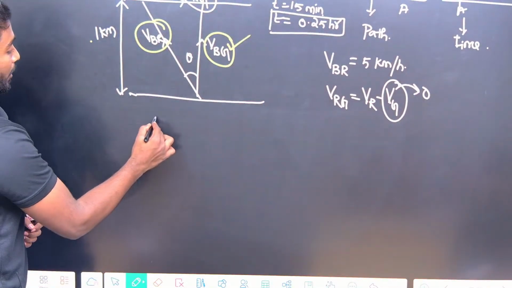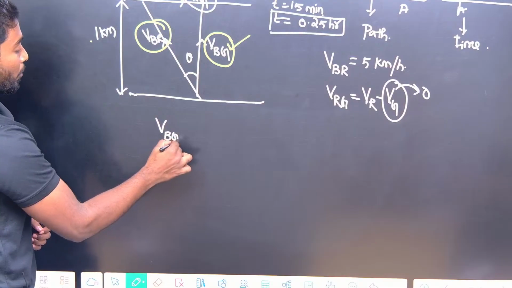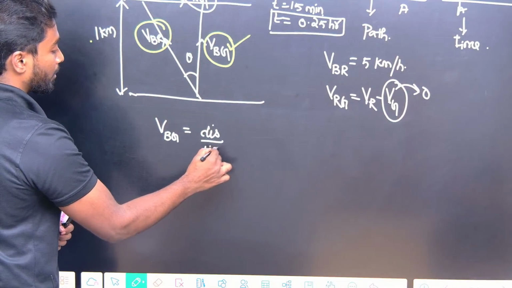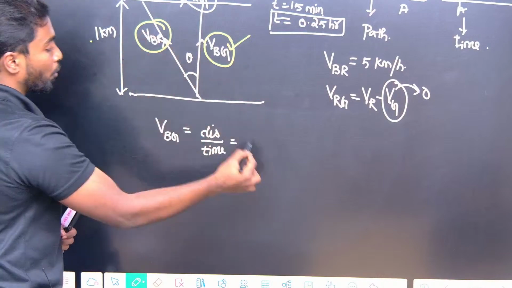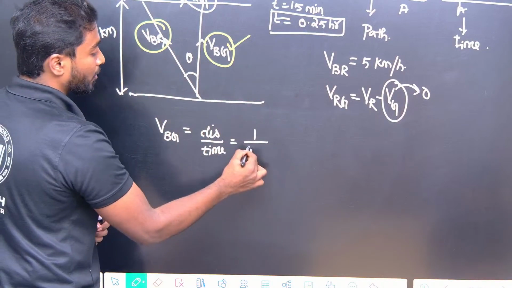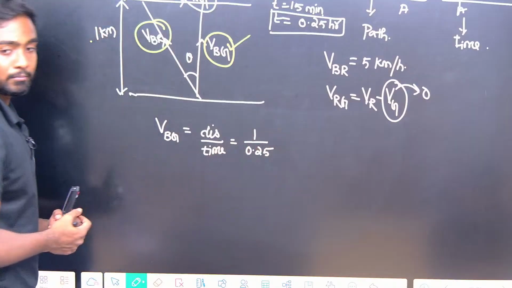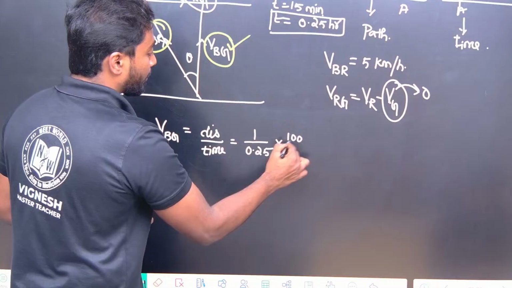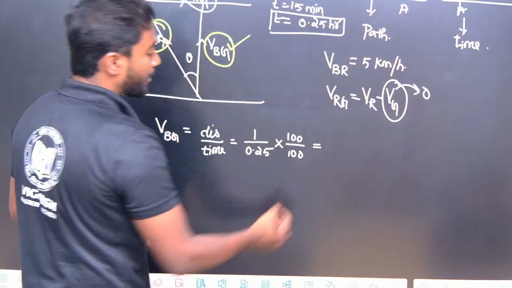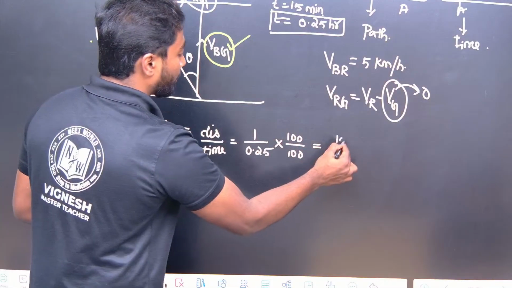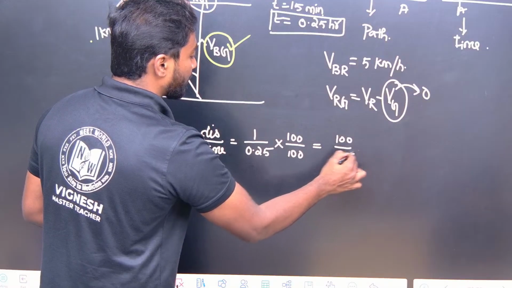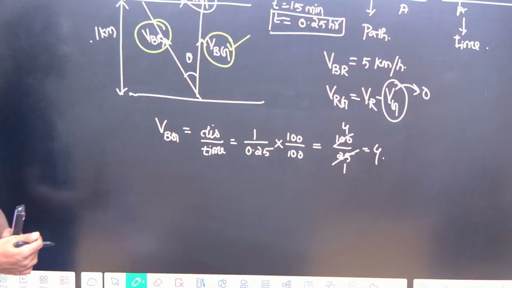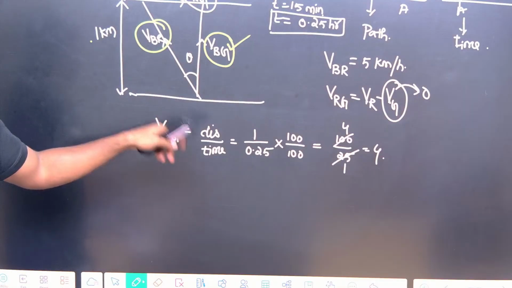So, the velocity of the boat with respect to ground is equal to displacement by time. Here the displacement is 1 kilometer and the time is 0.25. Fine? So, can I multiply this by 100 by 100 so that I can eliminate the decimal points over here? So, 100 by 25, which is nothing but 1 times 4. So, 4 kilometer per hour is the velocity of the boat with respect to ground.